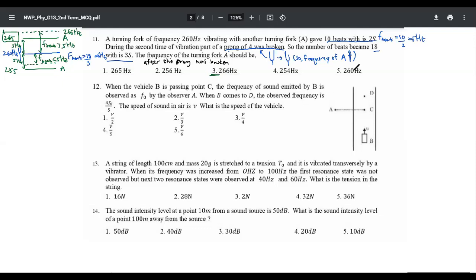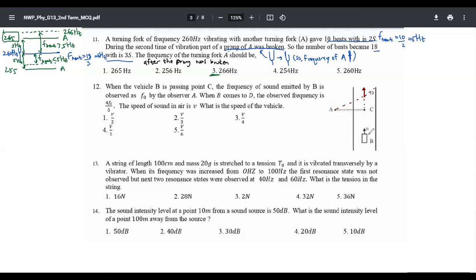Fine. And moving on to the 12th one. When the vehicle B is passing point C, the frequency of sound emitted by B is observed by the observer A. When B comes to D, now there is a problem with this question, people. A must be very close. Think of A as a passenger on a platform and the train is going. If the object is at D, now they should have given these angles and all those things to find the proper answer. So I think this is what we have to assume.